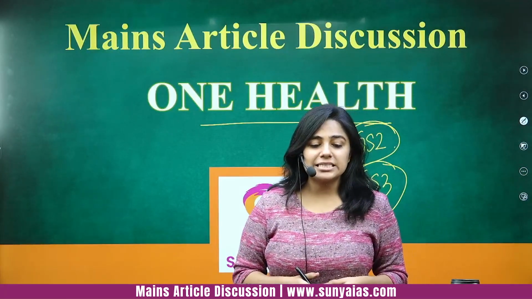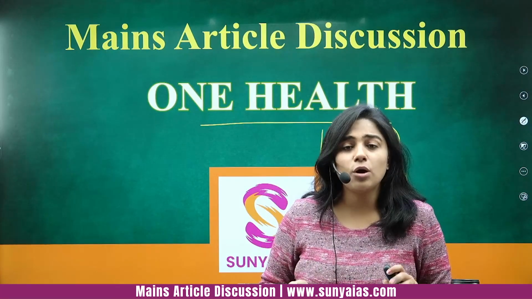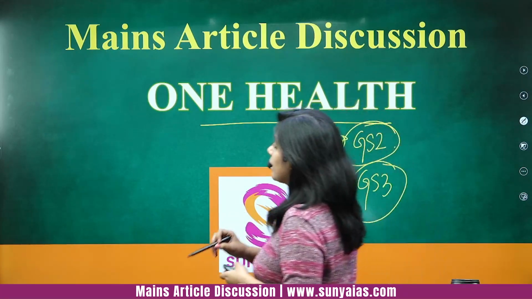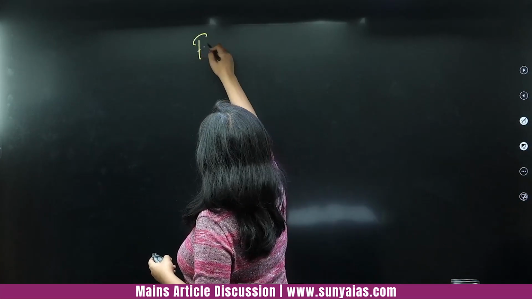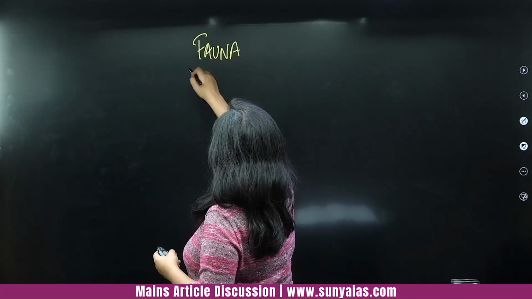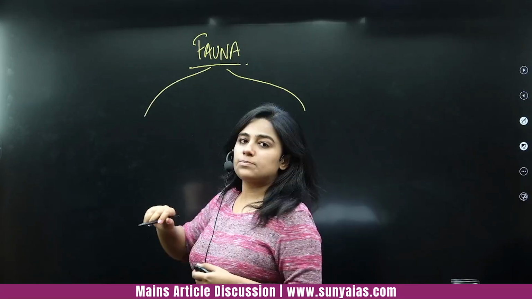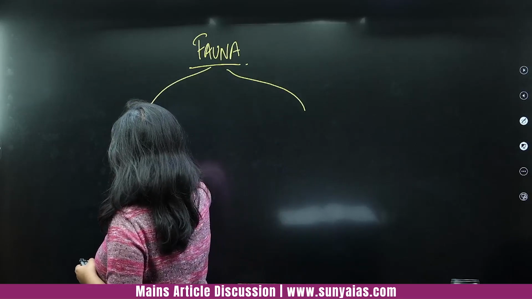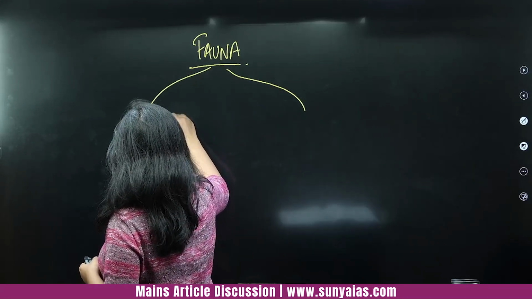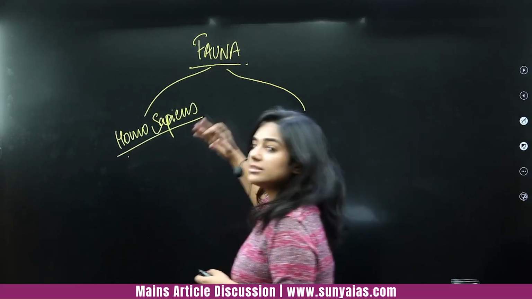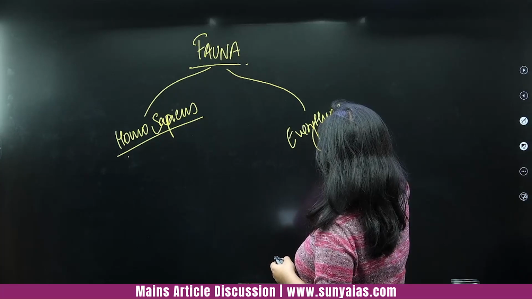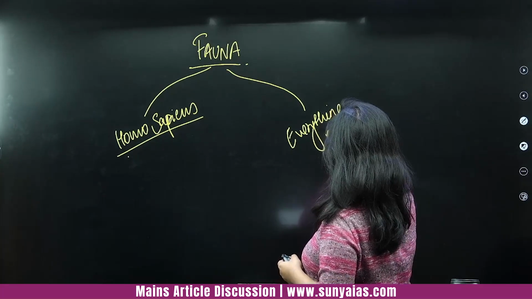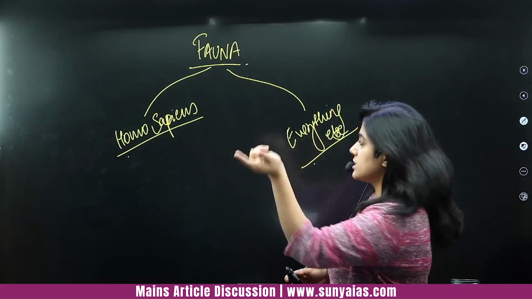Now with this, let's start with One Health. First of all, what exactly is One Health? See, there are two things. We always talk about flora and fauna, right? Even within fauna, there are two aspects. One is the Homo sapiens, that is us, the human beings. And the other aspect is everything else. Every other species that exists is under everything else.